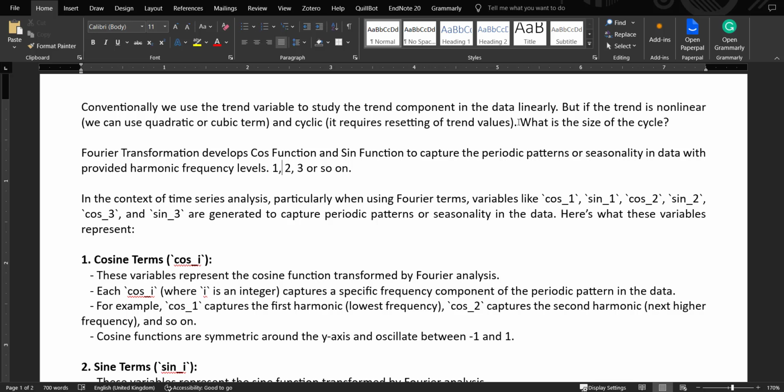So one is the lowest frequency, the longest cycle, and second is the smaller cycle, third is even smaller, and the bigger the number, the smaller the cycle it will become. So this way it will capture the cyclic trends in the data. In the context of time series analysis, Fourier terms like cos 1, sine 1, cos 2, sine 2, cos 3, sine 3 are generated when we use three harmonics. If we have two harmonics, then there will be no sine 3 or cos 3.